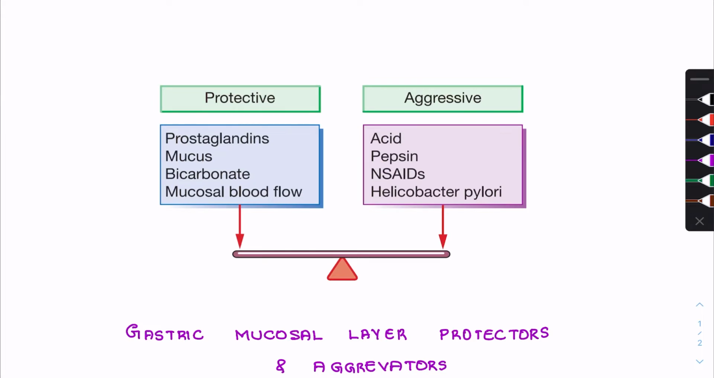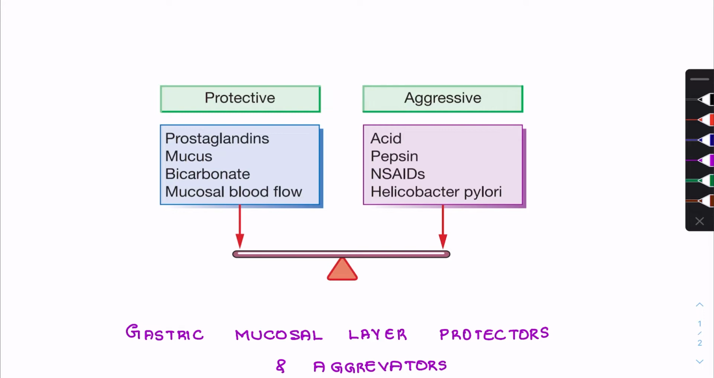I love pharmacology. In today's session, let us see what are the gastric mucosal layer protectors and aggravators. So this diagram will give a conceptual understanding of how prostaglandins can be used as a cytoprotective agent in case of peptic ulcers, as well as it helps in understanding the drugs which are used in peptic ulcers.